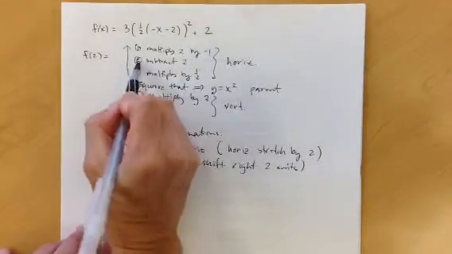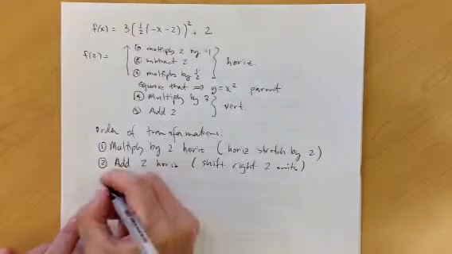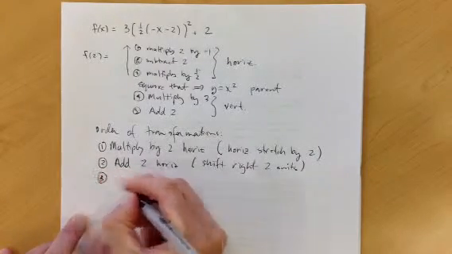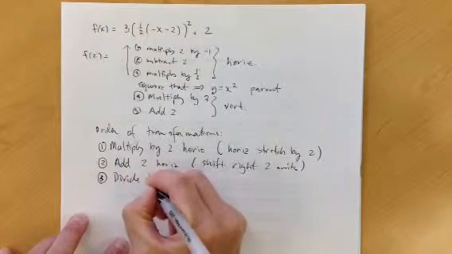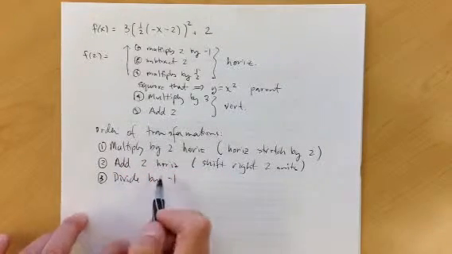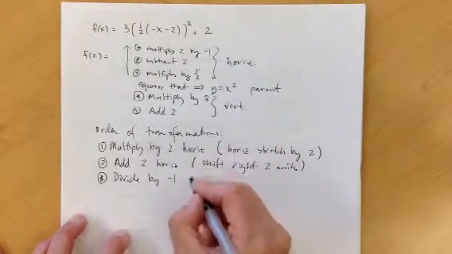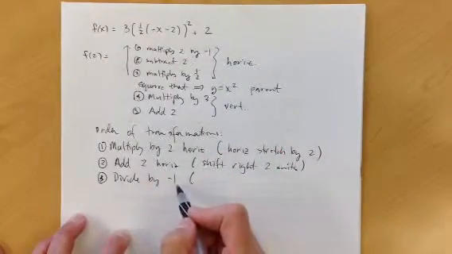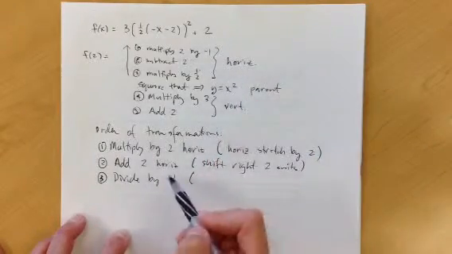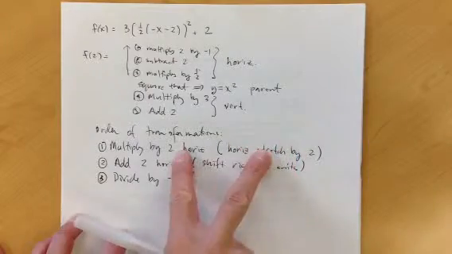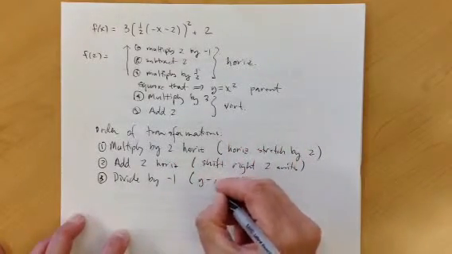Next, moving up, we multiplied by -1. So we would divide by -1. And you'll note that dividing by -1 is the same as multiplying by -1. If we multiply by -1 in the horizontal direction, it flips it across the y-axis, so this is going to be a y-axis reflection.